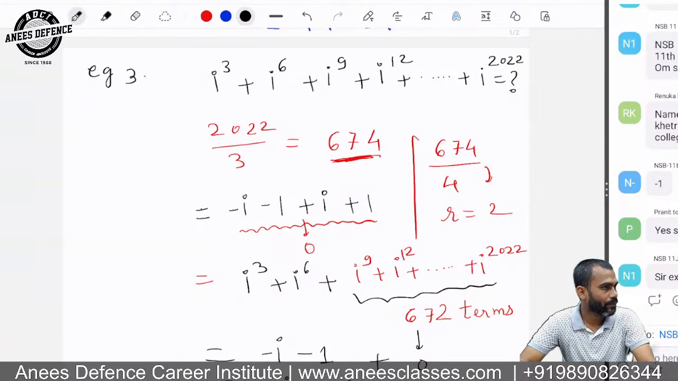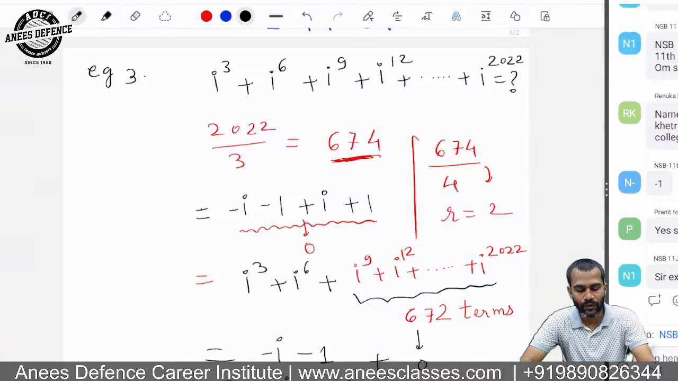So how can we get the total number of terms? We have to just divide the last power by 3. So if you divide 2022 by 3, you will get 674 terms. And now we have to keep observing. We have to observe the first 4 terms, or the number of terms which gives you 0.